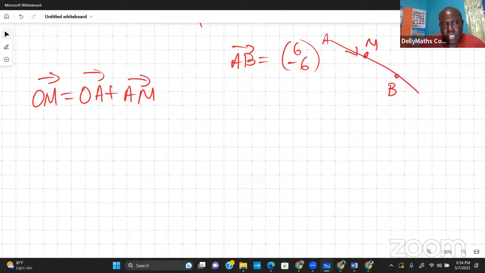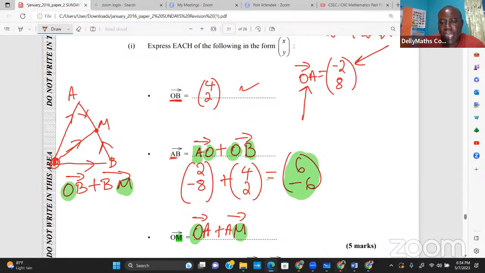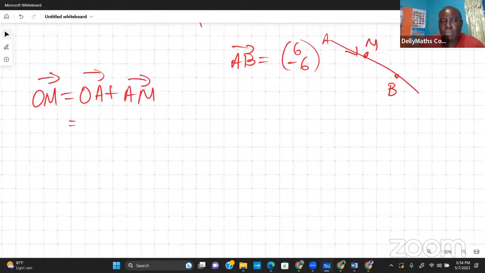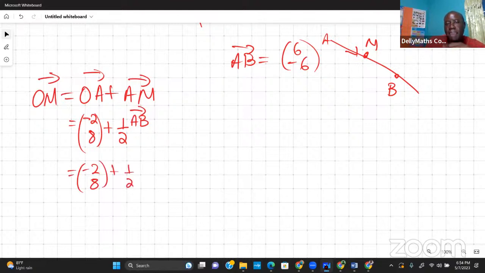So then, watch this now. OA was given as, let's look back quickly, what is OA? OA is (-2, 8), and I'm using OA in its right form. (-2, 8) is OA. AM is half of AB in that direction, from A to B. So you see now, this is what I'm saying. Half of AB.